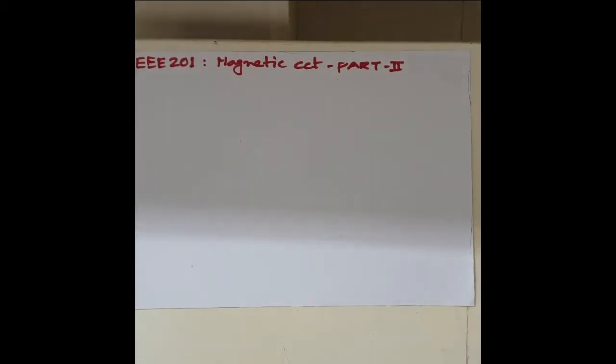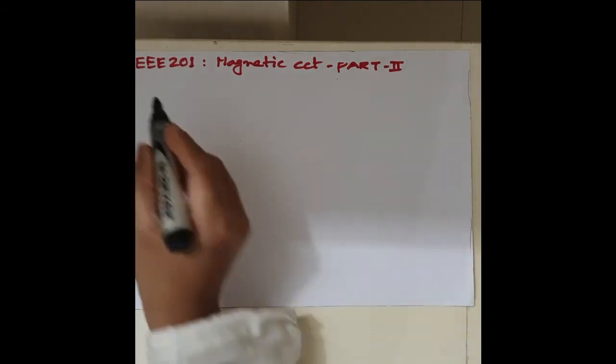Hello, everybody. This is magnetic circuit part 2. Under this, we're going to solve problem number 2. It's a continuation of part 2. So, problem number 2, we're going to see how to solve.